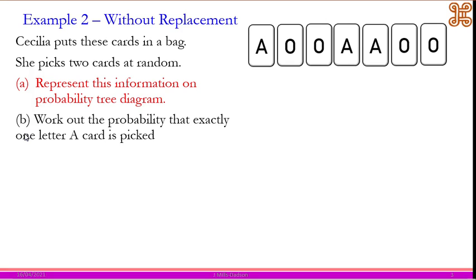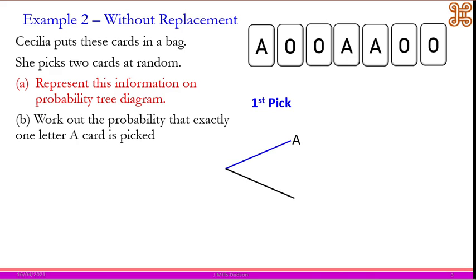Celia puts these cards in a bag. The bags have markings or letters A or O written on them. And she picks 2 cards at random. We need to choose the same as pick the first one. You don't replace the first picking, then you pick another one. So we start. First pick, it could either be a letter A or letter O.